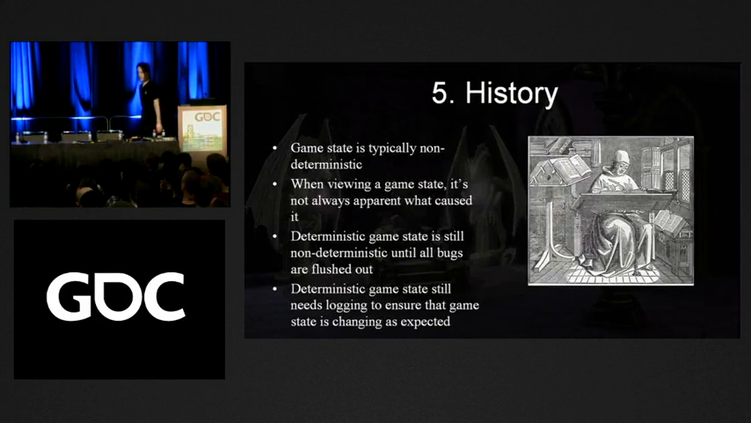Okay. So the last big thing that I want to talk about is history. And history is really, really important. I have stories for how this basically saved our ass on multiple occasions. Your game state is really non-deterministic. Even if you have a deterministic game, it's actually still non-deterministic because you have bugs, right? So your game state is always pretty much a non-deterministic thing. You need to be able to see that things are going to happen as you expect, or even as you hope. So you have to be able to walk backwards and see what's happening.